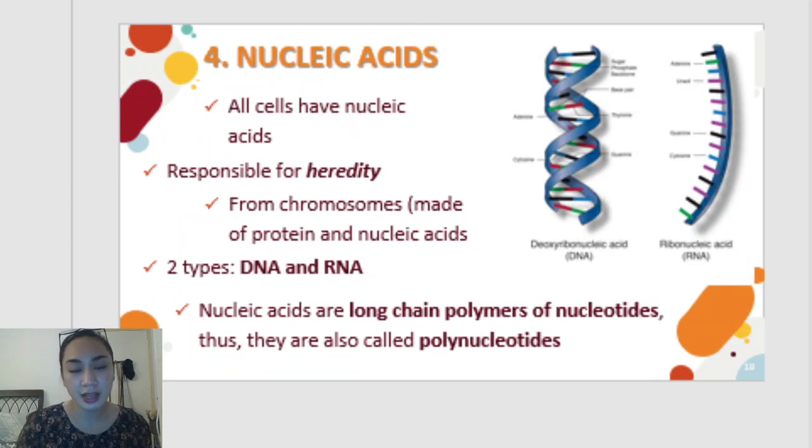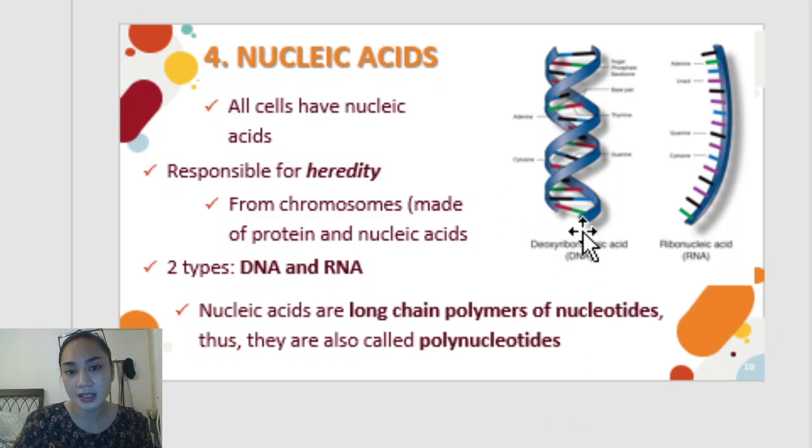Okay, the fourth type of biomolecule is nucleic acids. So, nucleic acids naman, ito yung nagbubuo sa kung ano yung nakikita nyo dito sa inyong right side, which is yung DNA and RNA natin. So, all cells have nucleic acids. They are responsible for heredity from chromosomes made of protein and nucleic acids. So, meron daw tayong dalawang types of nucleic acids, which is DNA and RNA.